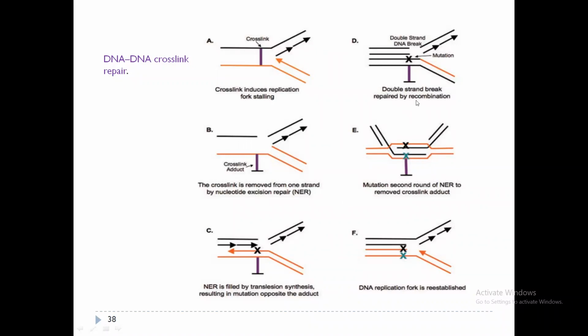Then a double strand break will occur that will be repaired by recombination repair. And then the mutation that was present here will be removed by a second round of nucleotide excision repair to remove the crosslink adduct. And finally, the DNA replication fork is re-established for the normal replication of the DNA.